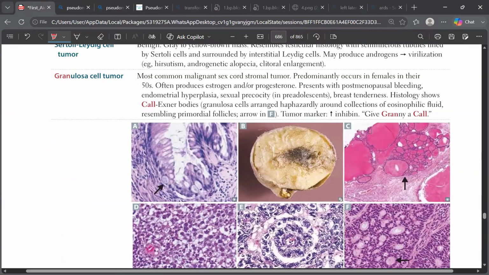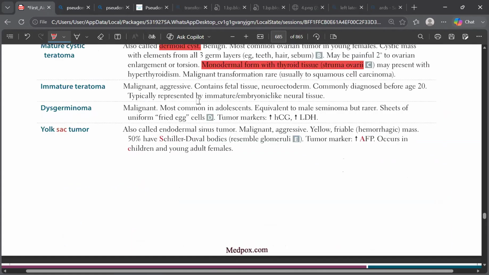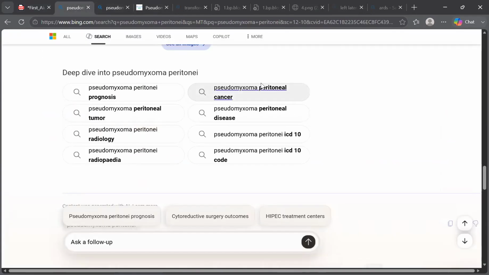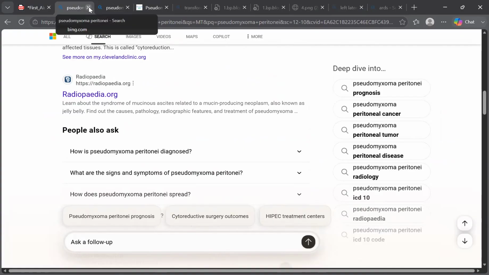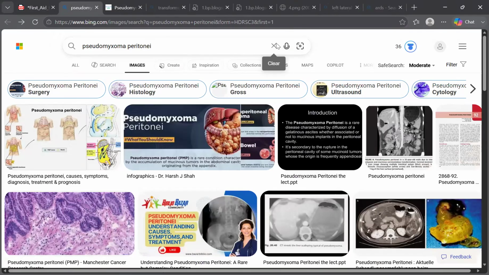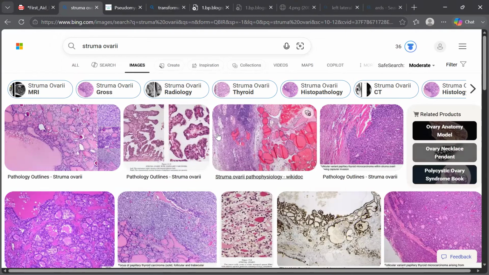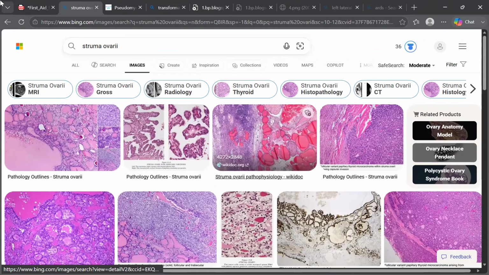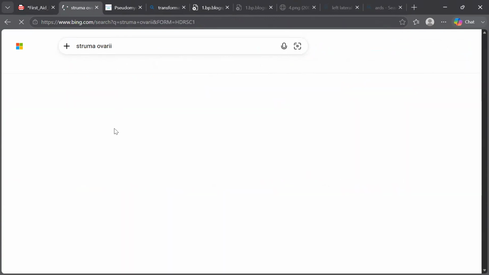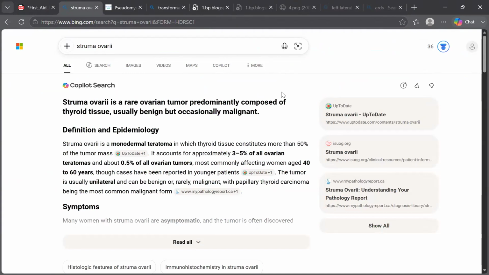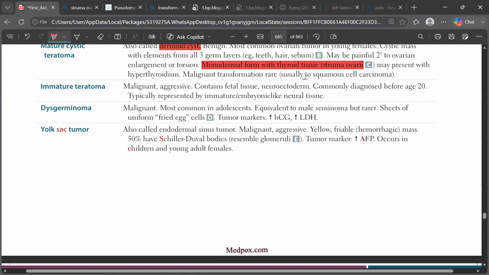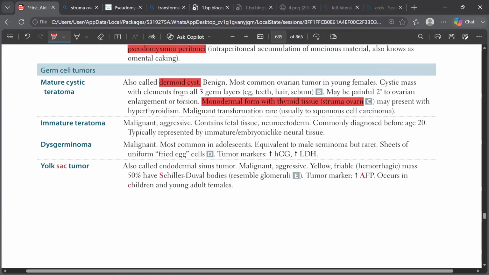So, struma ovarii is the condition in which there is... let's just search it. Struma ovarii. It is a rare ovarian tumor predominantly composed of thyroid tissue, usually benign but occasionally malignant. So struma ovarii is a condition in which there is thyroid tissue in the ovaries, and that is the monodermal form of mature cystic teratoma, also known as a dermoid cyst.